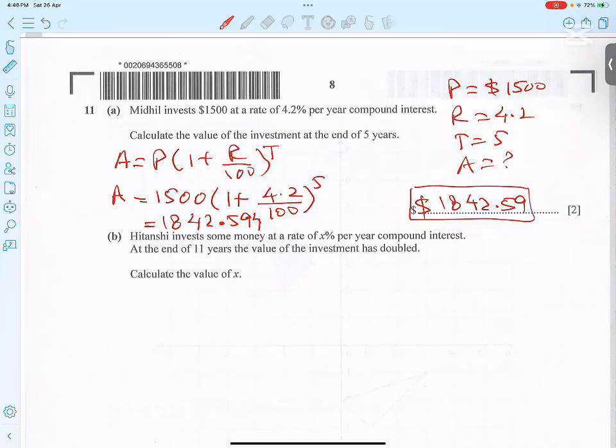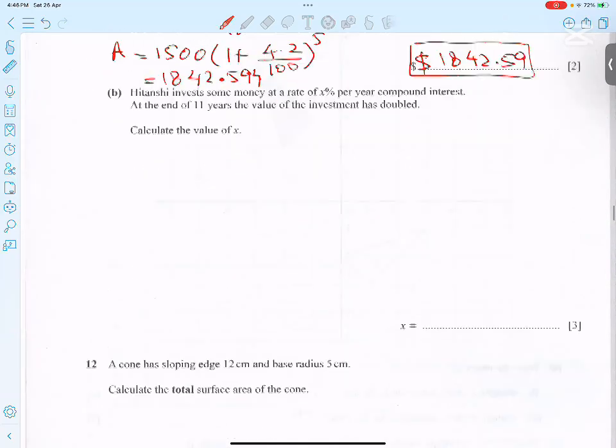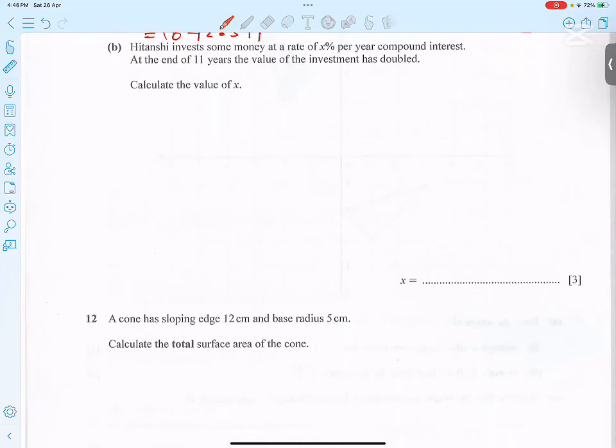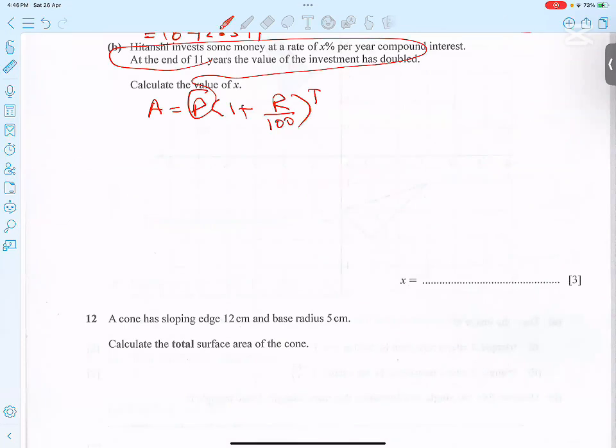So I hope the point is very clear. And let's go for the next part below. H invests some money at compound interest, for 11 years, and the amount becomes double. So now again, same formula: A equals P times (1 plus R over 100) to the power T. And the very interesting part, the amount is not given. What is the amount here? But that becomes double.